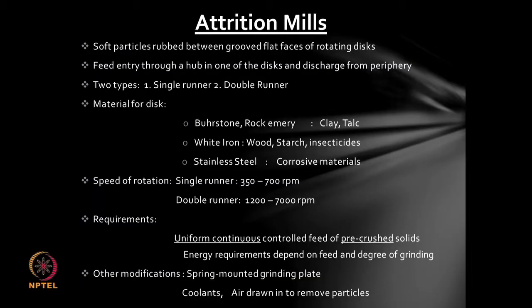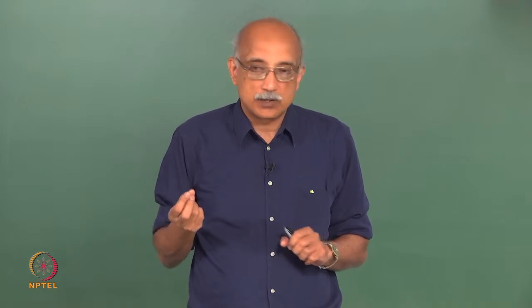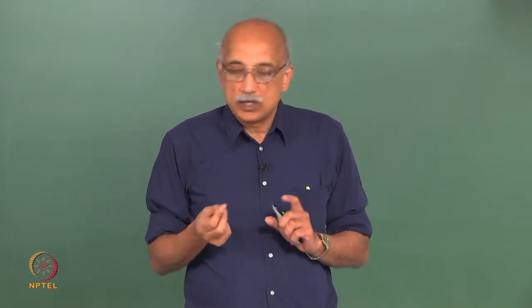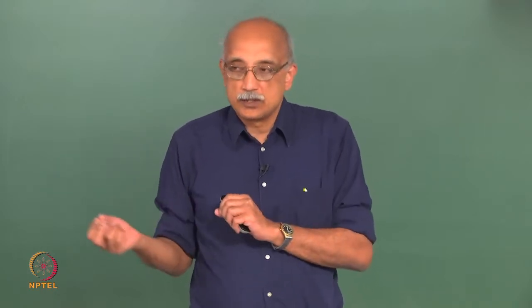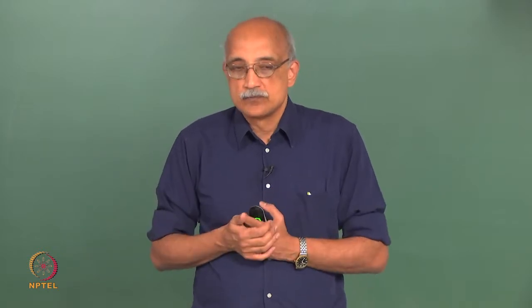An attrition mill, so again what you have here are discs. You have rotating discs with flat faces or grooved faces, and particles are abraded by being caught between the faces of these. These are typically used for soft particles. So, if you have a very hard metallic particle, it probably will not work well because the particle is more likely to damage the disc than the other way around.